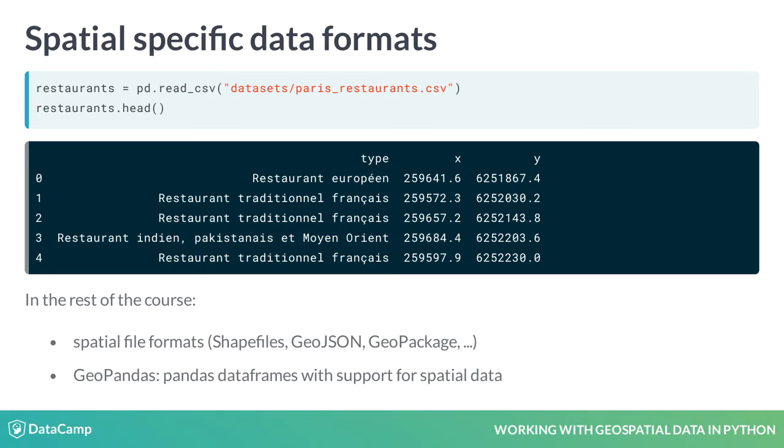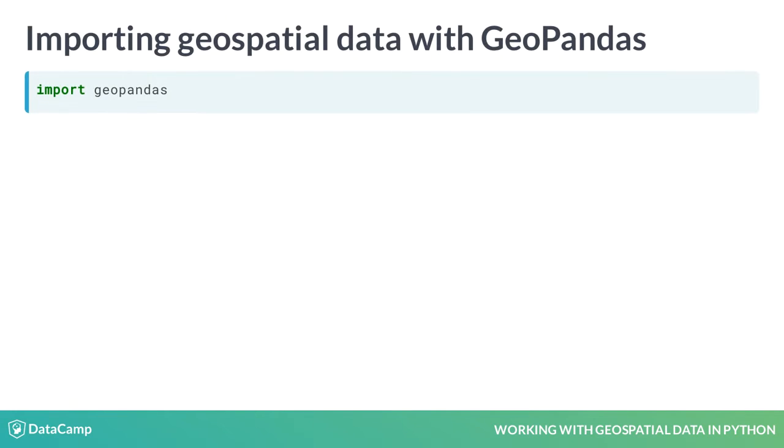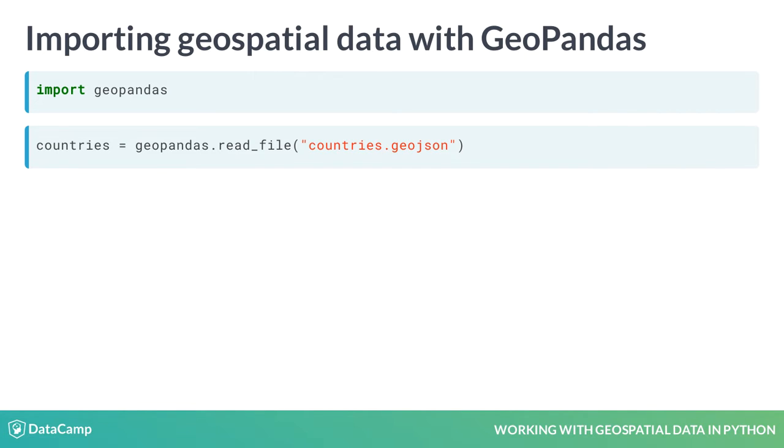GeoPandas is a library for working with tabular geospatial vector data, extending the Pandas data frame. But let's start with importing some data. For this, we can use the GeoPandas read file function, to which we pass the path to the file. This function can read most of the occurring spatial vector formats. In this example, we are reading a GeoJSON file with all the countries of the world.